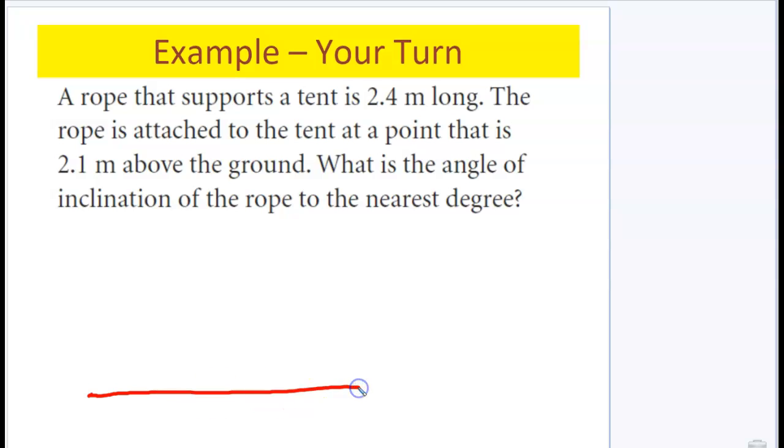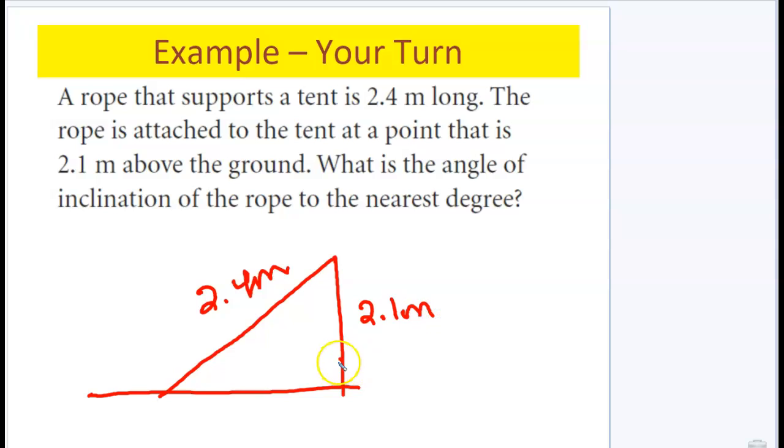So we have our ground, we have our side of our tent here. Again, doesn't really matter how we draw it. There's our tent, and it says that a rope supports a tent. So the rope is 2.4 meters long. And it says the tent is 2.1 meters above the ground. And we are looking for the angle of incline of the rope to the nearest degree. So again, I know the opposite, and I'm looking for the angle that I know opposite and hypotenuse. So therefore, the sine of theta is going to be opposite, which is 2.1 divided by 2.4.